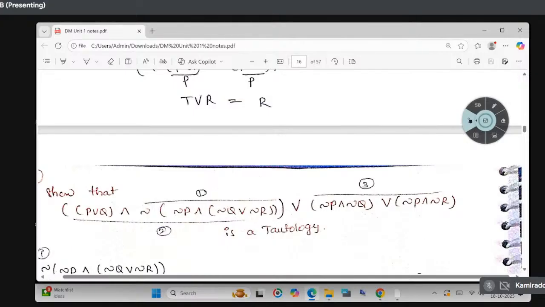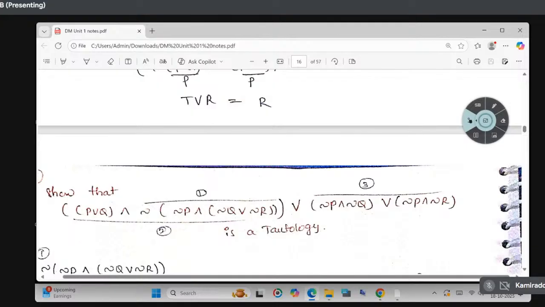P and Q and R, or P and Q or R. Which law can be applied according to the three variables? Are you applying the distributive law? Okay. After applying, what is this solution?